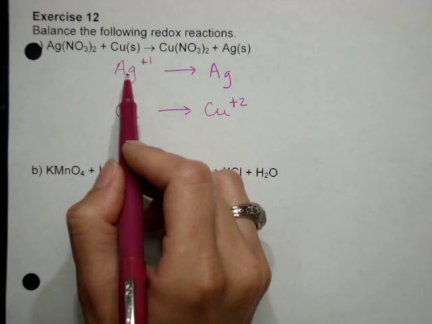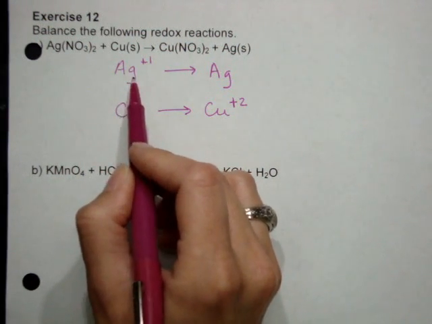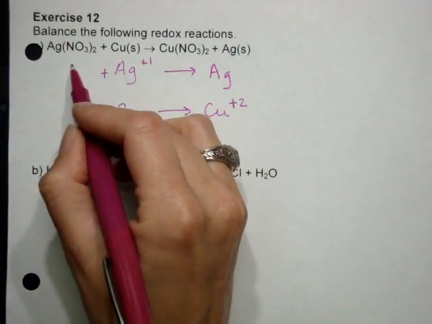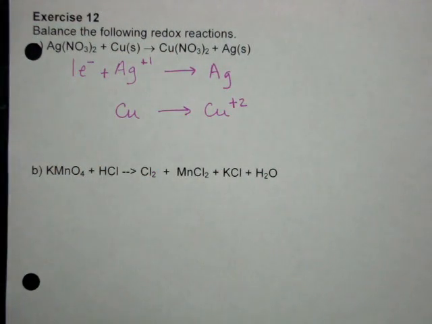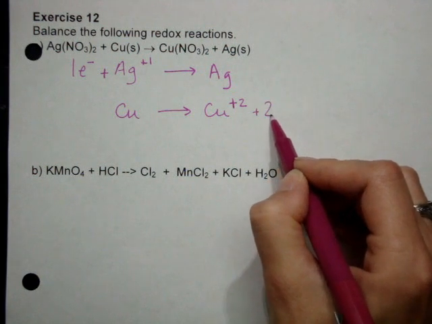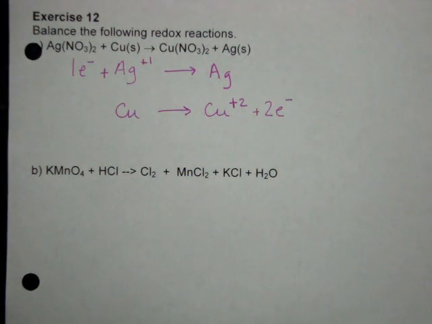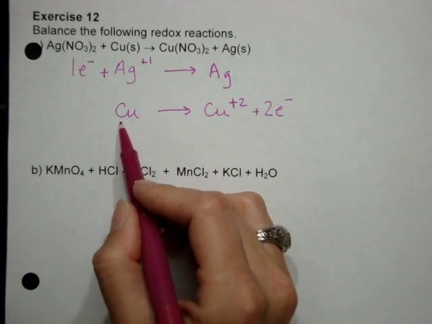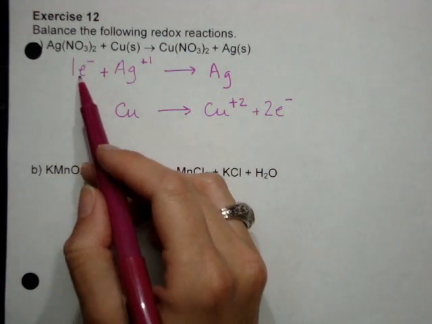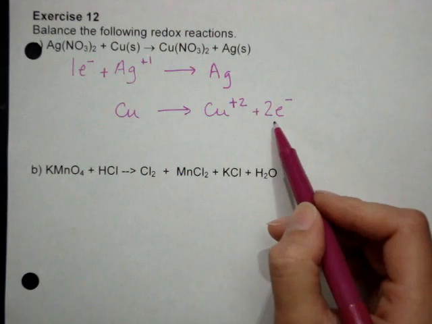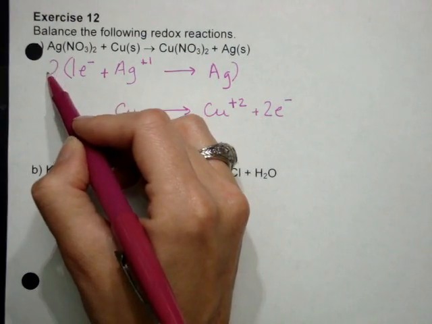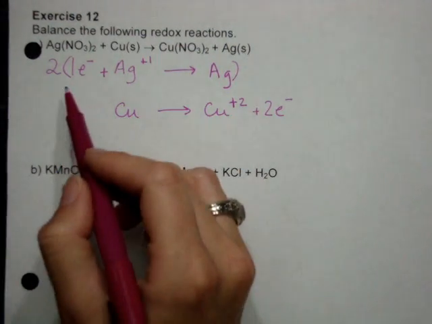We have a +1 charge on the reactant side for silver and a 0 charge on the product side, so we need to add 1 electron to the reactant side for silver. For copper, we need to add 2 electrons to the product side, because the neutral side is 0, so the product side has to be 0 as well. You can see here that 1 electron in the reactants and 2 electrons in the products doesn't work. So this is what we mean when we say multiply them. You have to multiply the whole thing.